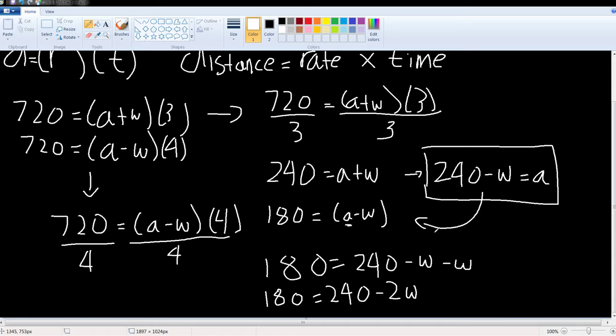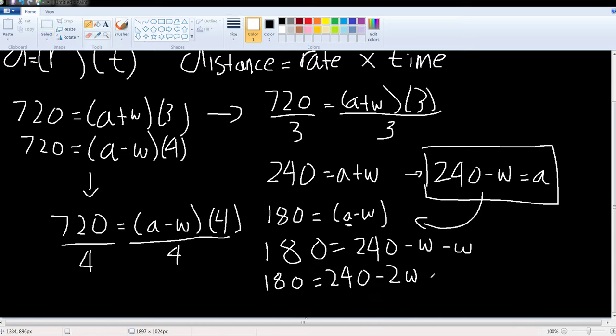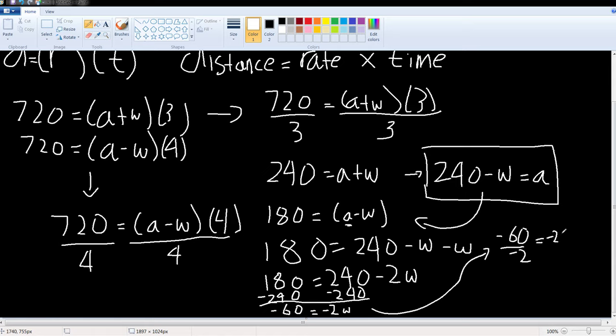And then if I just move this so I can have a little bit more room. So if I minus 240, minus 240, I get minus 60, right? Is equal to minus 2w. Now to solve for w, I divide both sides by negative 2. So negative 60 divided by negative 2 is equal to negative 2w divided by negative 2. I get 30 is equal to w.